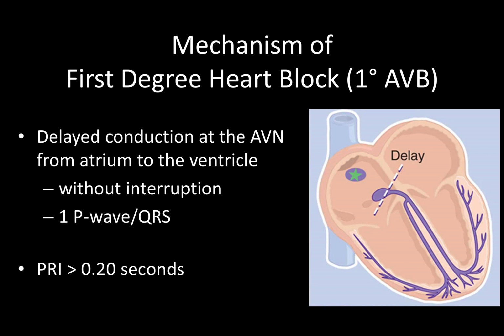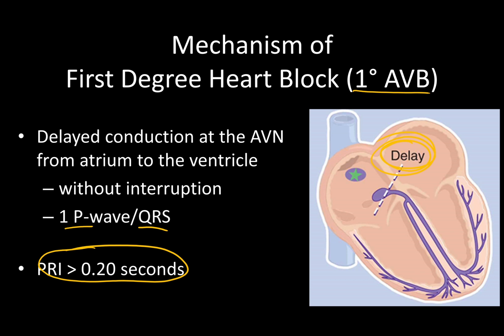Mechanism of first degree heart block, also known as first degree AVB. The idea is that there is a delayed conduction, and only delayed, through the AV node or AV junction from the atrium to the ventricle. So the idea is that you have 1 P for every QRS, but that delay creates a PRI greater than 0.20. This may be, if it's not the number one thing that we see most common looking at strips, it's got to be the number 2.